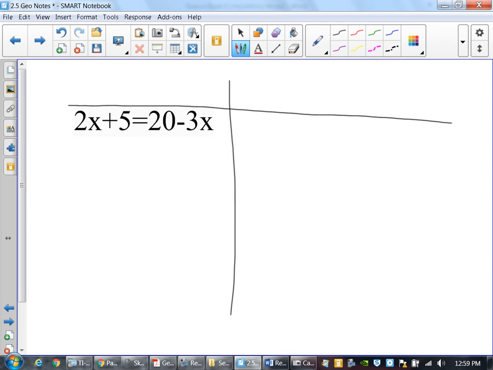What goes on the left? And then? Why are you writing that down? Why are you writing down 2x plus 5 equals 20 minus 3x? It was given. This is given. It was my gift. Merry Christmas. Well, I'll send you a gift receipt. Welcome.